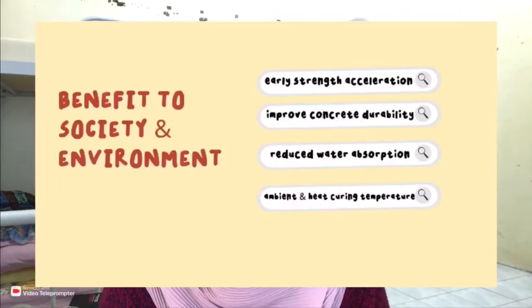Last but not least, the benefit to the society and environment. First, early strength acceleration. Next, improved concrete durability. Thirdly, reduced water absorption. And finally, ambient and heat curing temperature.